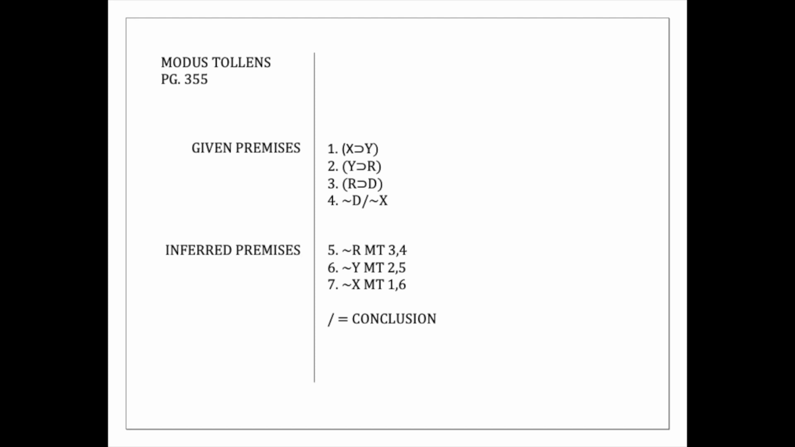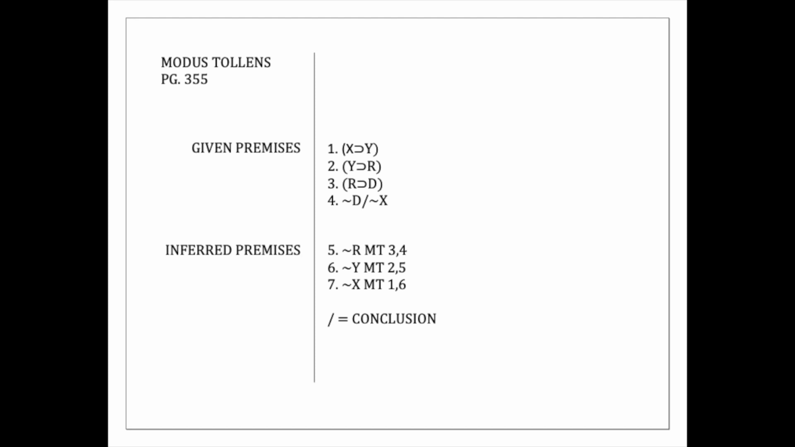With premise 4 and premise 3, we can infer tilde R. You'll see premise 3 states if R then D, and premise 4 states tilde D. Because premise 4 negates the consequent of premise 3, we can validly infer the negated antecedent of premise 3, not R. You'll see it says modus tollens 3 and 4 right next to the not R. That is what justifies the inference. Once we have that not R, we can infer not Y based on premise 2 and premise 5.